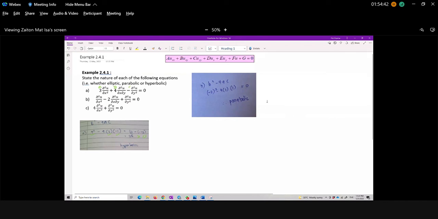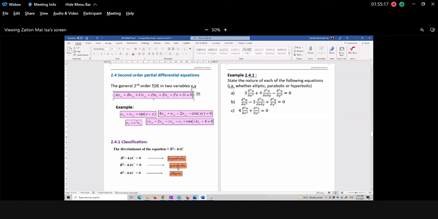Okay, B. Okay, for B, A, B, C again. This one is A. Be careful, sometimes the arrangement of U, X, Y, Y can change. This is B. This one's position doesn't change. B square, minus 2 square, minus 4 times 1 times 1. So 4 minus 4 is 0. So you get 0. So if 0, parabolic. Is that correct? Check the notes. 0. Yes, parabolic. Second order parabolic PDE.